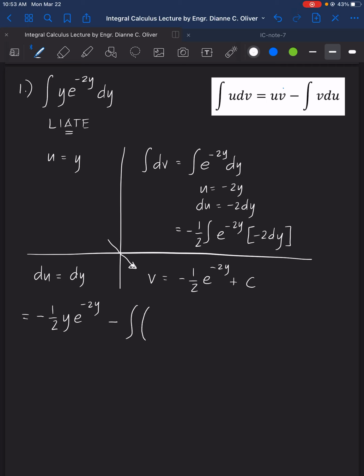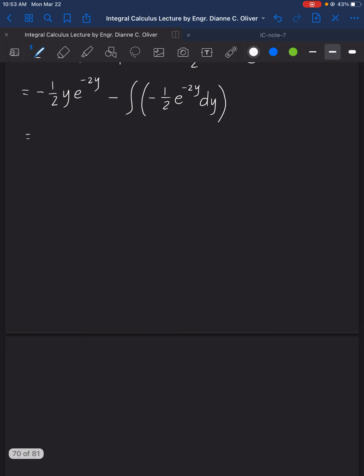Let's put here a parenthesis. The v multiplied with du. So our v is negative 1/2 e raised to negative 2y multiplied with dy. We will be removing plus c because of the presence of the integral sign. Okay? And let's simplify this first. This is negative 1/2 y e raised to negative 2y. This is positive 1/2 integral of e raised to negative 2y dy.